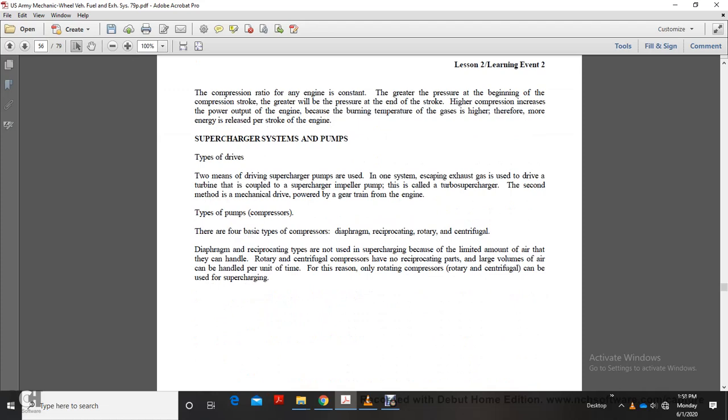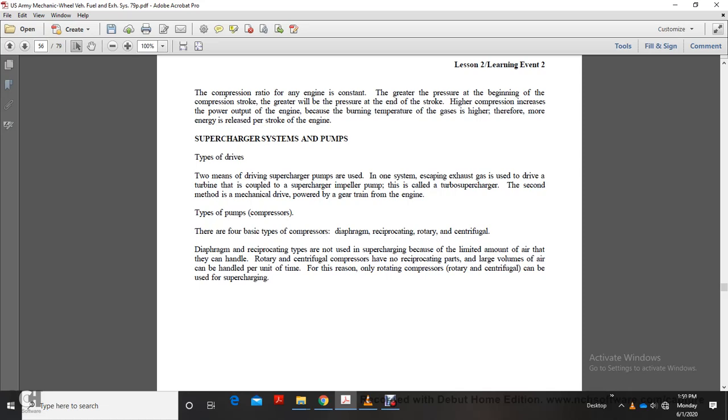Supercharger systems and pumps. Two types of drives. The two main ways of driving supercharger pumps are these. In one system, escaping exhaust gases drive a turbine that is coupled to a supercharger impeller pump. This is called a turbo supercharger. The second method is a mechanical drive powered by a gear train from the engine.